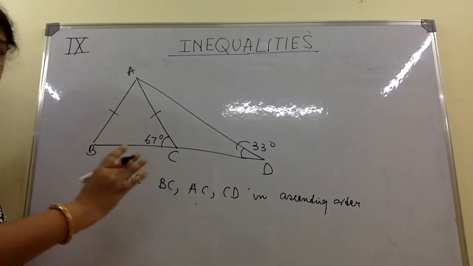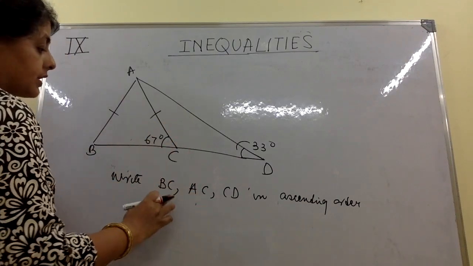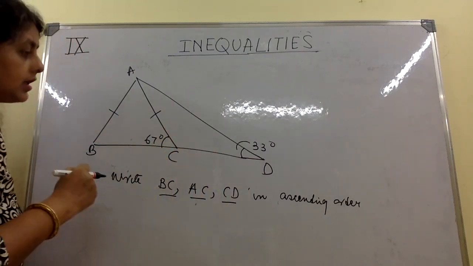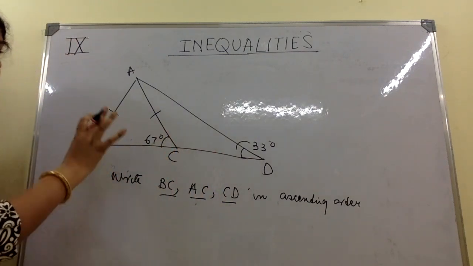Write BC, AC, CD in ascending order. Okay, now this is what they have given to us.